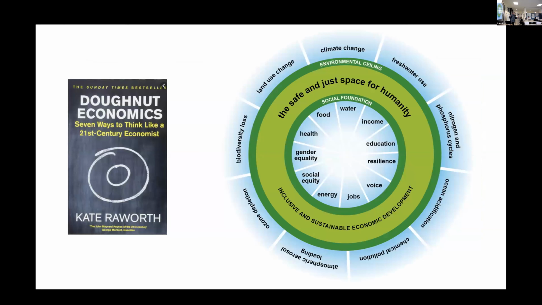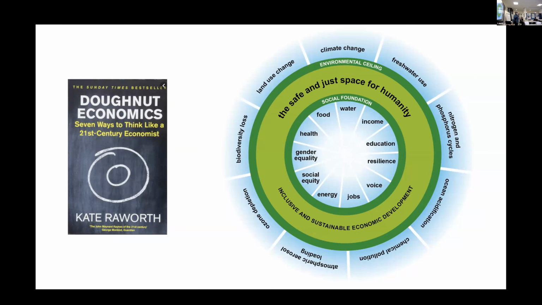So this is quite nice. It's a theory that I borrow from economics, right? And I think it's really relevant to urban design that in order to deliver a safe and just space for humanity, which is inclusive and sustainable, isn't that a goal that we would like our settlements and cities to have? You need to deliver the basis of social foundation, which is inside here: food, water, education, income, social equity, health, right? We're all saying, I want to make a healthy city, and so on.